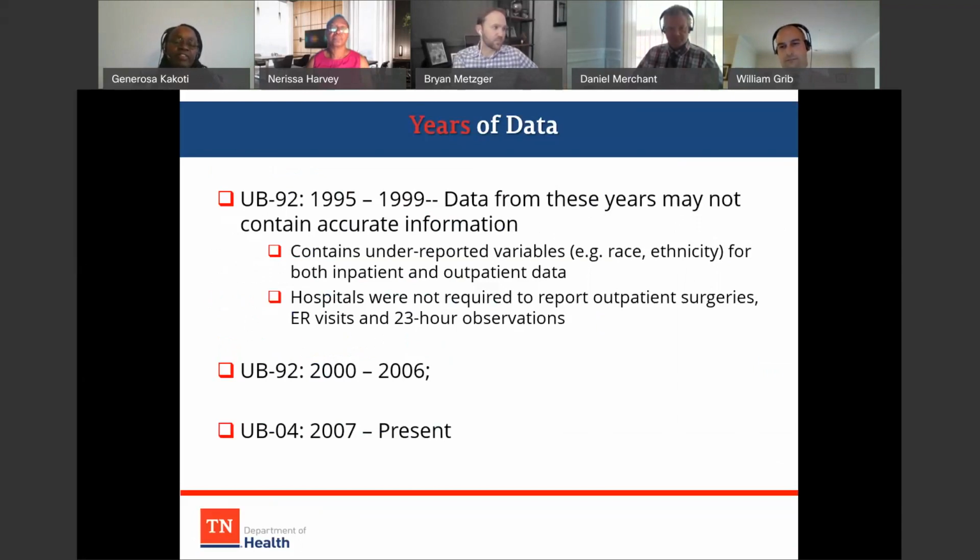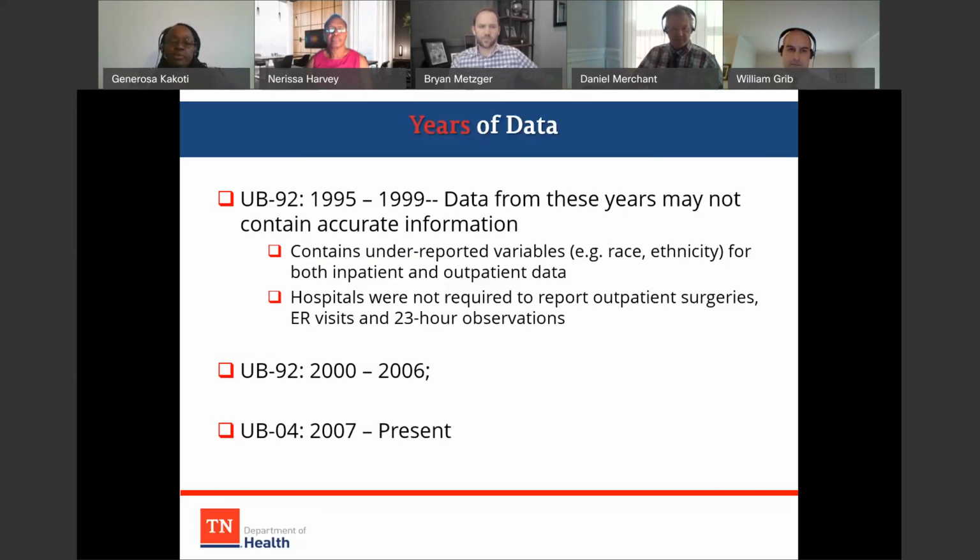From 1995 until 1999, it was the UB92 data form, but the data from these years may not contain accurate information. We have underreported variables, for example, race and ethnicity, in both inpatient and outpatient data. And hospitals were not required to report outpatient surgeries or ER visits and 23-hour observations.